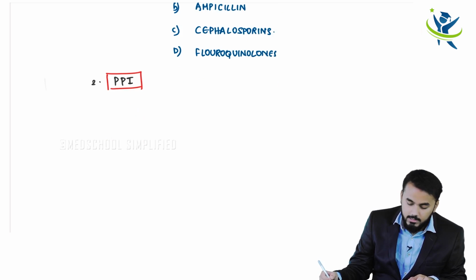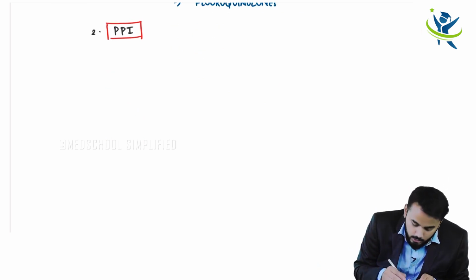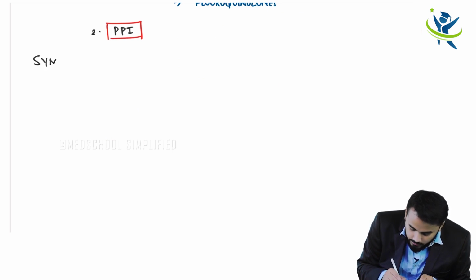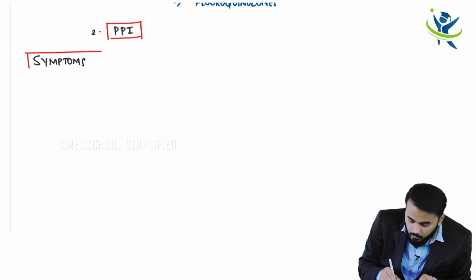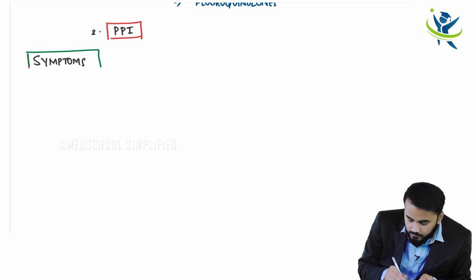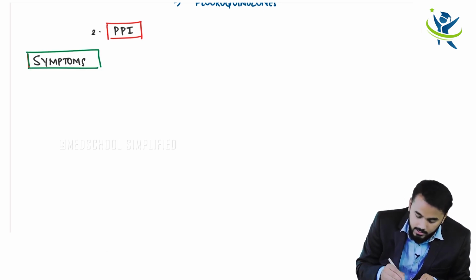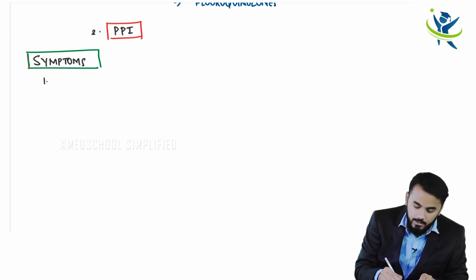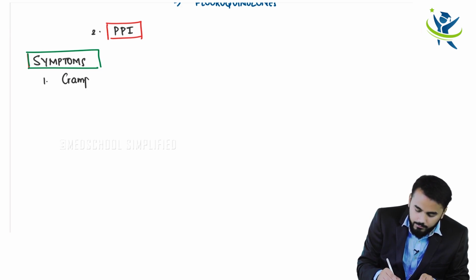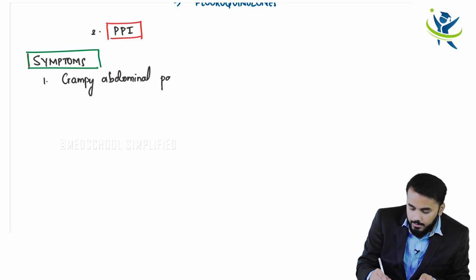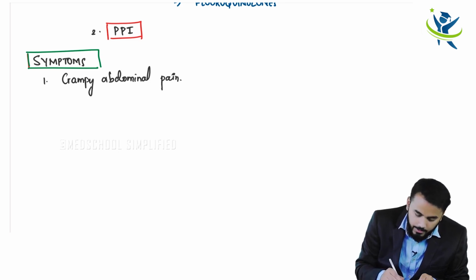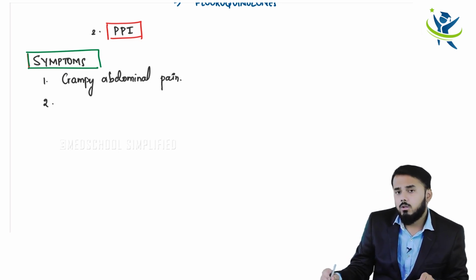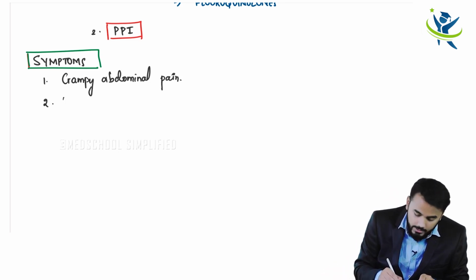Okay, so now let us switch from risk factors to the symptoms of the patient. What are the basic symptoms you are going to find in this patient? The first symptom, which I have already told you, is that the patient will have crampy abdominal pain. Apart from crampy abdominal pain, the patient will have watery diarrhea.